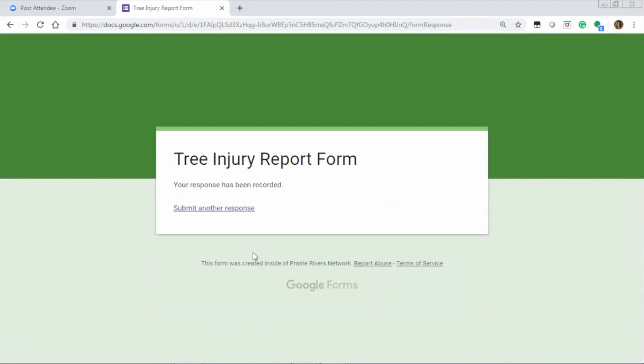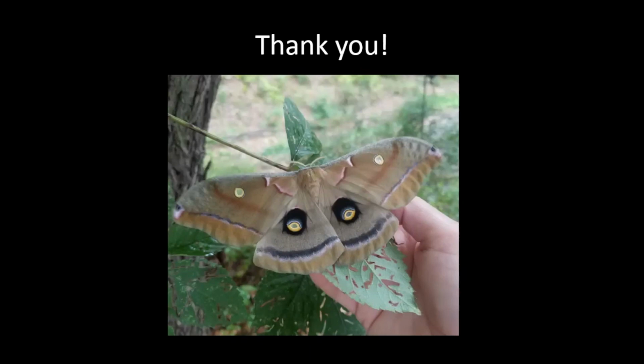Now, at the end of this form, when you hit Submit, you'll get this page. And if you have other monitoring forms to enter in, you can click here and submit another response. But for now, we're at the end of this monitoring program.